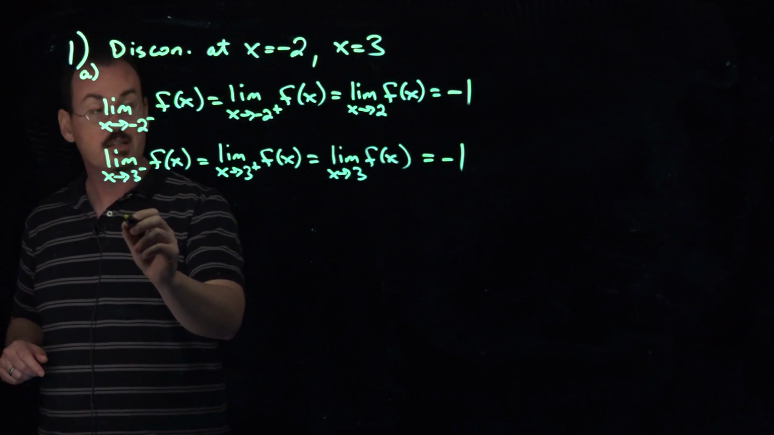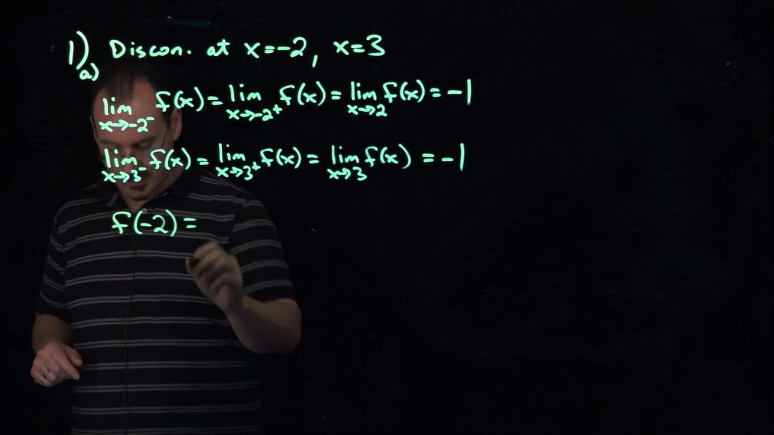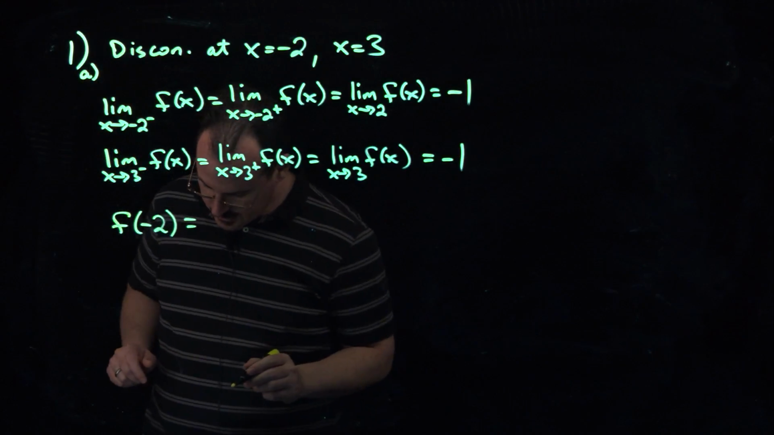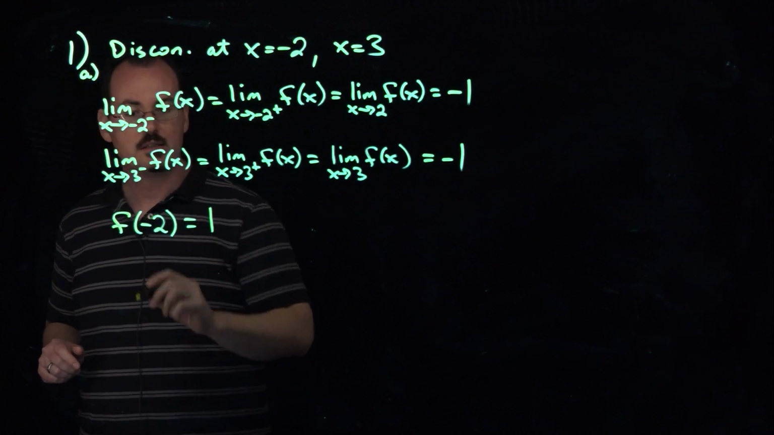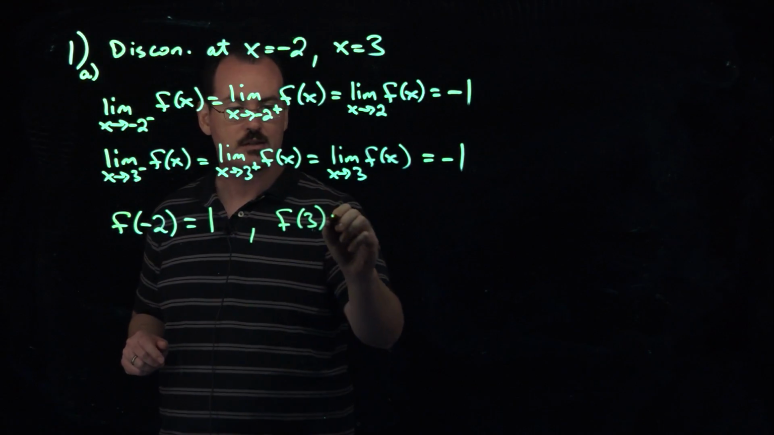Oh, and it looks like I've skipped part of part A. We also needed to find the f of these two values. So f of -2, you notice that there's a little filled in circle there at 1. So f of -2 is 1, and that's the same thing for f of 3. That's also 1.